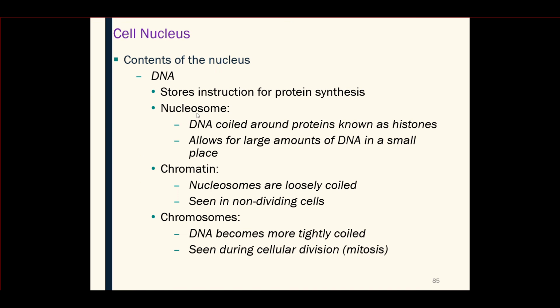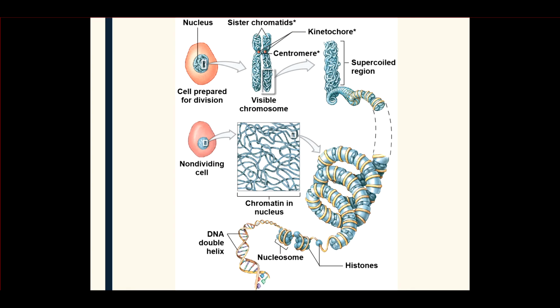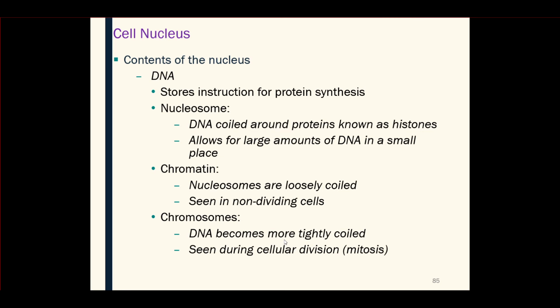So the nucleosome, and again, don't confuse that with nucleotide. The nucleotide is this, like right over here. This would be the building block right down here where my cursor is of the DNA, right? The nucleosome consists of these 8 histones and the DNA wrapped around it. All right, so the DNA coiled around the proteins. These proteins are known as histones, and they allow for large amounts of DNA to now fit into a very small place.